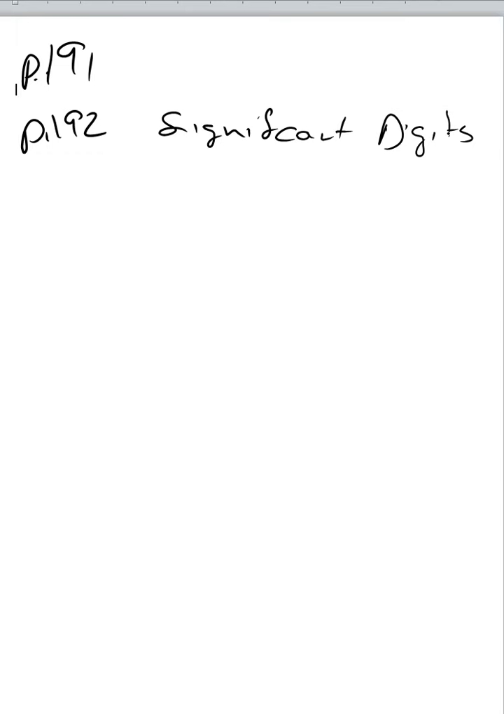So if you had a number like 2,100, start on the left here, 1, 2. Okay, you have 2 significant digits. If I had a number like 2,100.3, I would have 5 significant digits because it would be 1, 2, 3, 4, 5. That would be 5 significant digits.